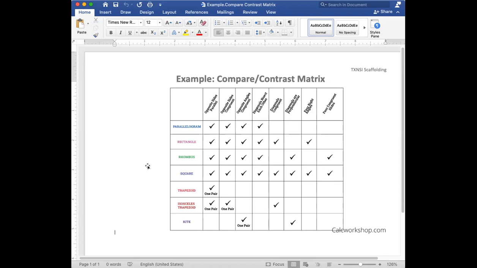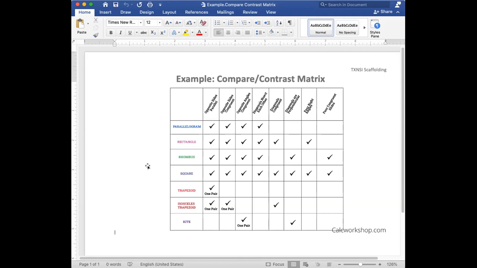So in this case, we're talking about quadrilaterals. Opposite sides are parallel. Well, that's true for everything except for a kite. Opposite sides are congruent. And so you can see all the different pieces. That's a whole lot of learning on one page that the students can use to refer to as they work through the quadrilateral discussion.